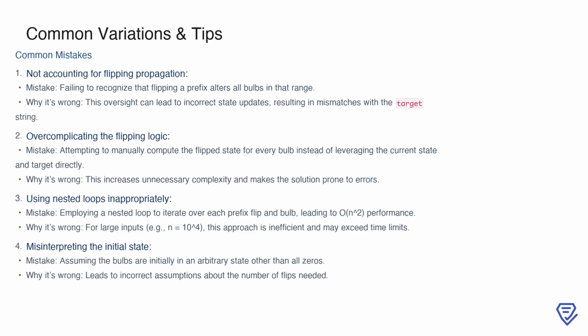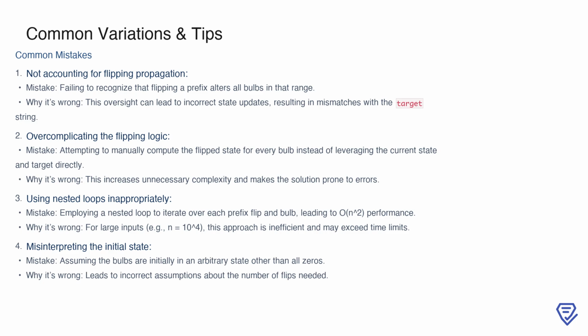Next, overcomplicating the flipping logic is another frequent issue. Instead of manually tracking the flipped state of each bulb, it's better to rely on the current state and the target string directly. Overthinking this can unnecessarily inflate complexity and make your solution more error-prone.